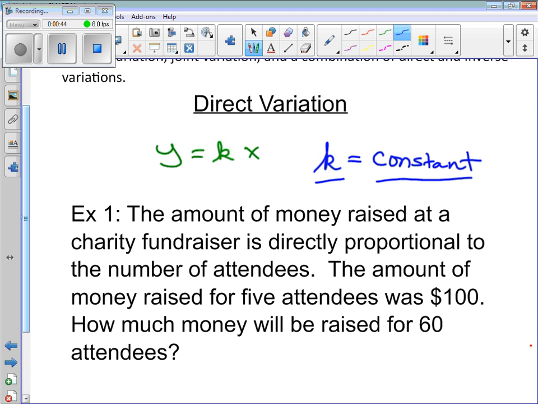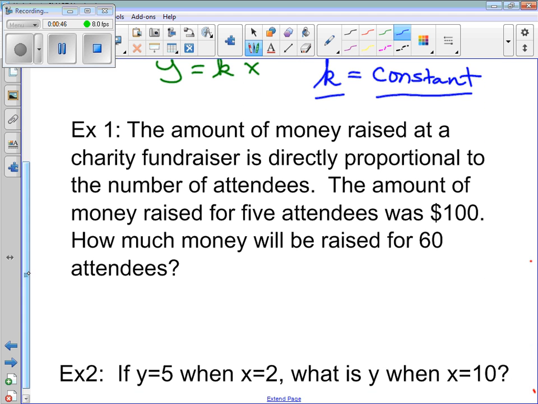So, getting into it, example 1. The amount of money raised at a charity fundraiser is directly proportional, so we know it's direct, to the number of attendees. The amount of money raised for 5 attendees was $100. How much money will be raised for 60 attendees? There's always an initial statement that you're going to use to find your constant.